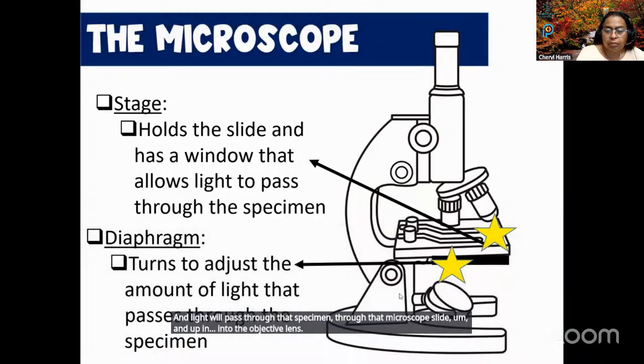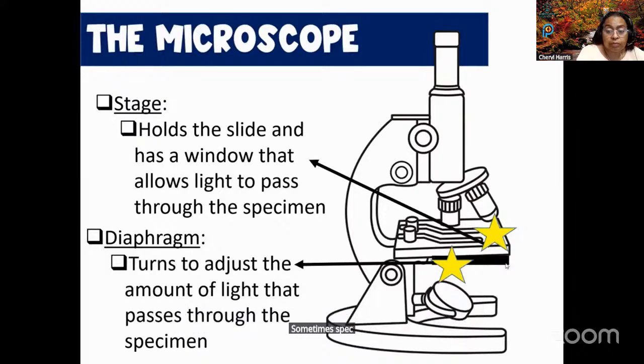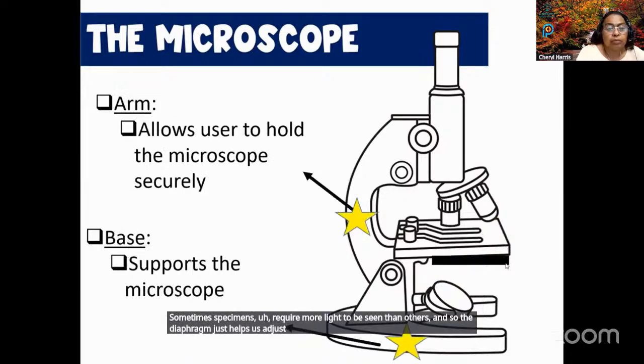Right below the stage, you have something called the diaphragm, and the diaphragm turns and will allow us to adjust the amount of light that passes through this specimen. So it just allows us to adjust the level of light that comes through what's called the condenser lens, and sometimes specimens require more light to be seen than others, and so the diaphragm just helps us adjust that light.